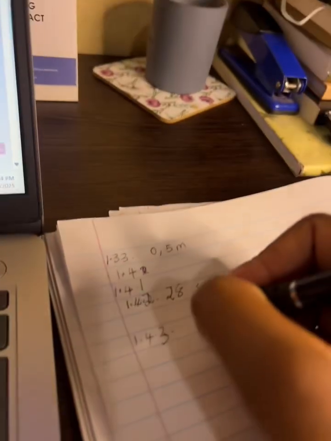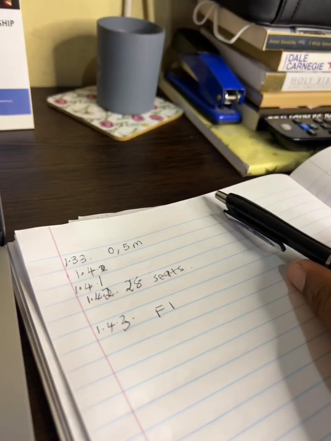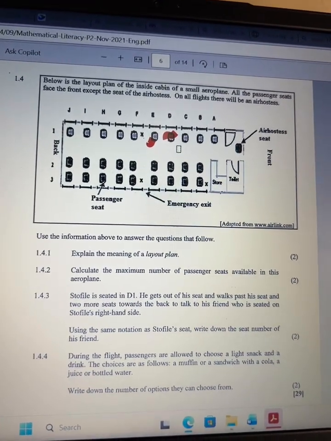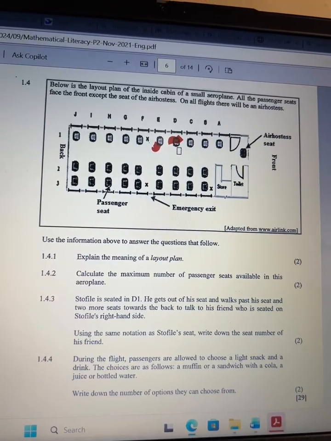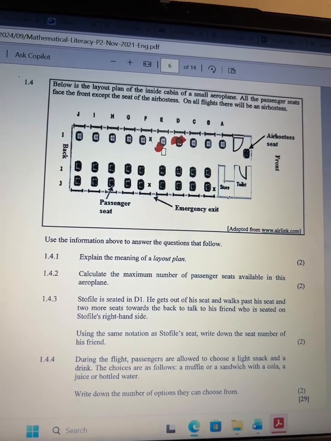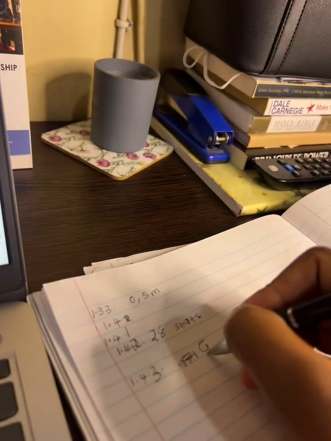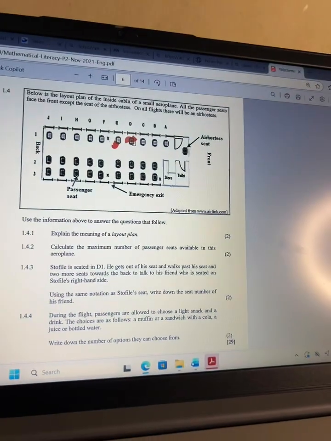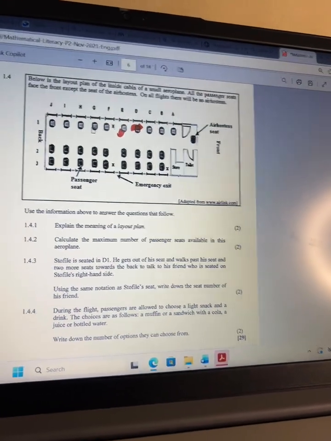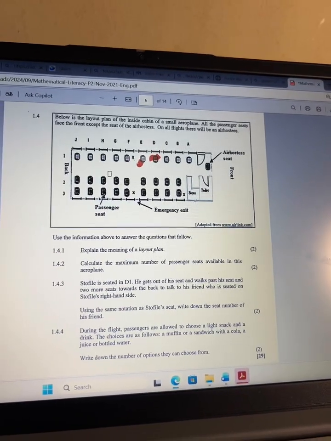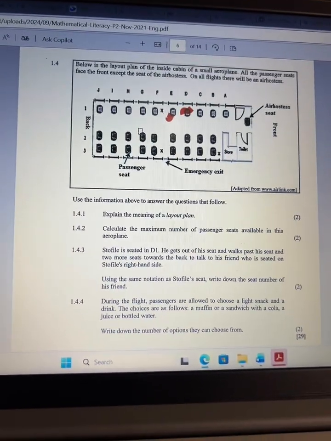So the friend is seated at F1, because Stoffel is coming this side, coming from here, and then passing 1, 2. No, it's G1. So it will be 1, 2, and then it's G1. It is right because he will be looking this side, so it will be on his right hand.